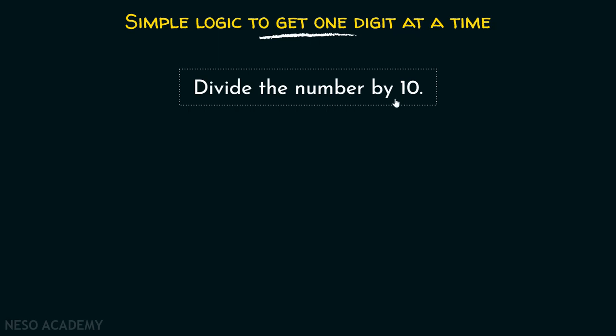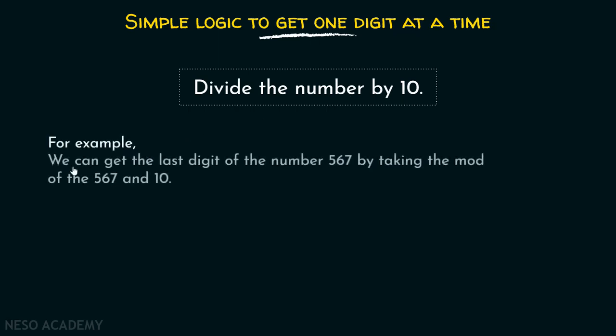Let's see how this works. For example, we can get the last digit of the number 567 by taking the mod of 567 and 10. Right? We can simply take the mod of 567 and 10. In this way, we'd be able to get the last digit of the number 567. Let's take the mod of 567 and 10. Obviously, this gives this value 7, right? Which is the last digit of this particular number, right? In this way, it is easy to get the last digit of the number.